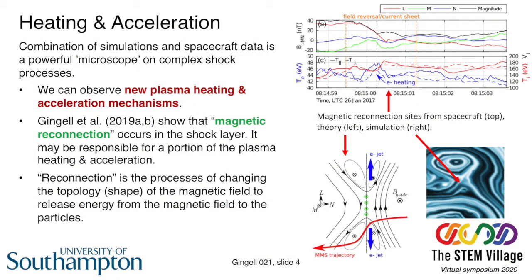Magnetic reconnection is the process of changing the topology or shape of the magnetic field, which results in an explosive release of energy from the magnetic field to the particles. It can therefore contribute to heating and particle acceleration inside the shockwave. An example of one of those reconnection sites is shown in the magnetospheric multiscale data in the top right here, which corresponds to the cartoon shown to the bottom left and to the simulation frame shown in the bottom right.